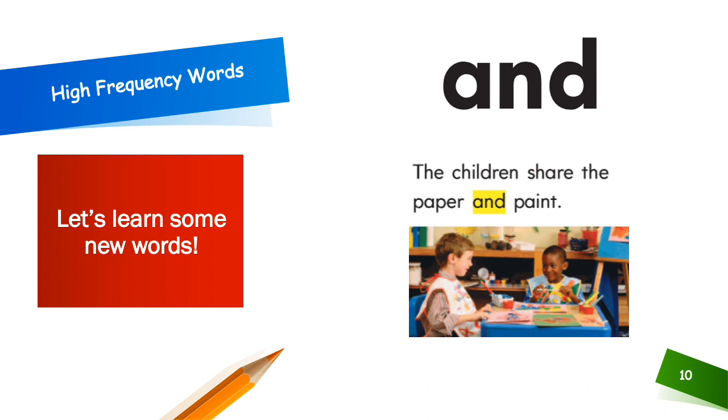Now we're going to work on our high frequency words. High frequency words are words that you will find in a book or a text over and over and over again. It's important to know how to read and write these words to help you read and write better. Let's get started. The first word is and. Let's spell it together. A-N-D. And. The children share the paper and paint.